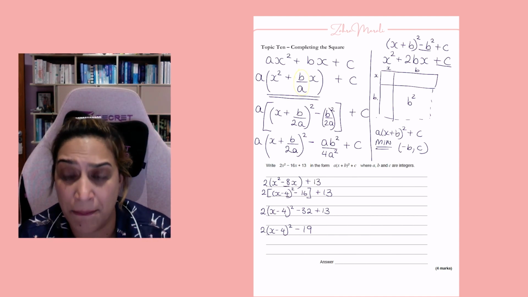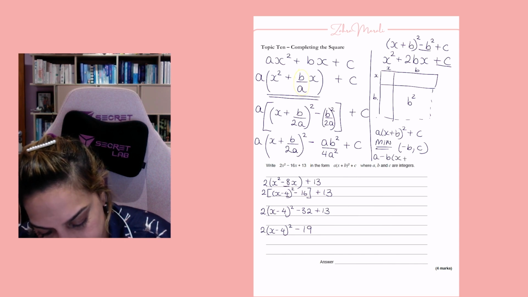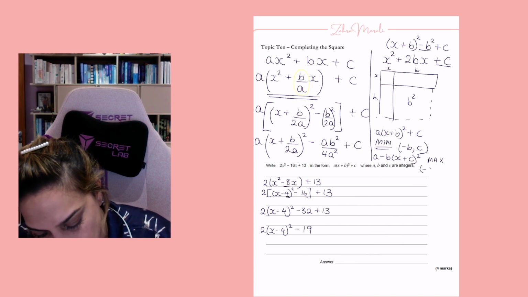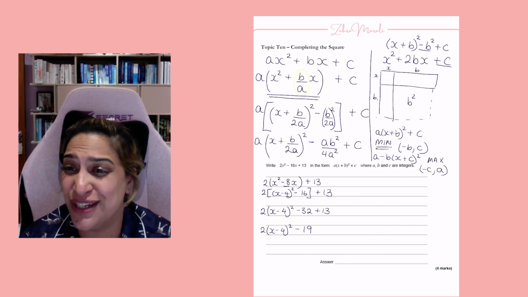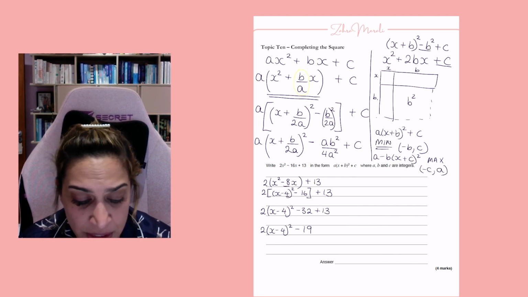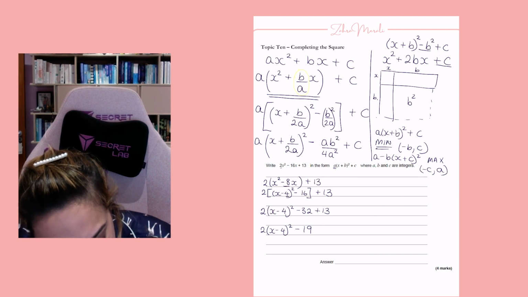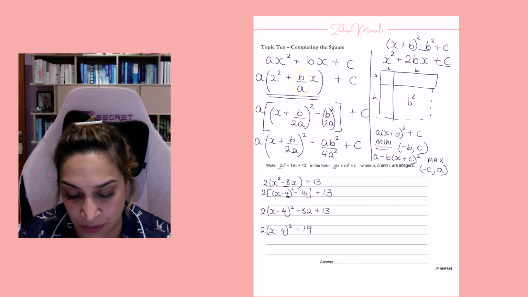If you've got a maximum, so a negative quadratic, it will be of this form, and your maximum will be at minus c, a. So your calculator will actually give you those numbers. So your number in front, this a, is always the coefficient of the x squared. Doesn't matter what you do, it's always the coefficient.